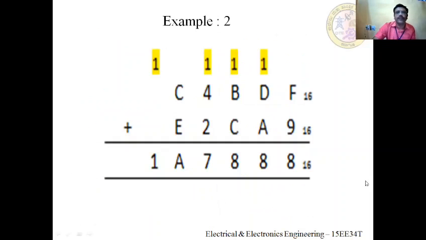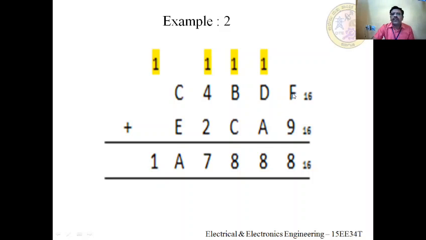Let me explain example 2 in slow motion. See, this is example 2, the same hexadecimal addition: C4BDF plus E2CA9. Step number 1 is F plus 9. Step number 2 is D plus A. Step number 3 is B plus C. Step number 4 is 4 plus 2. Step number 5 is C plus C. Let me see in detail.